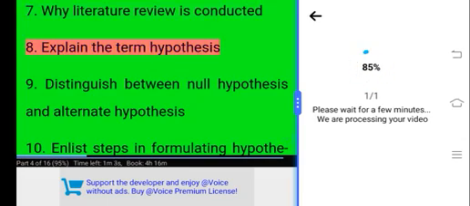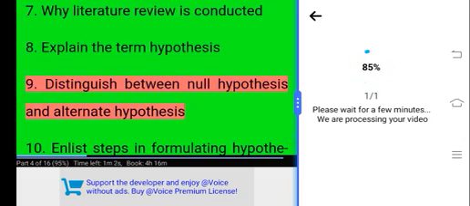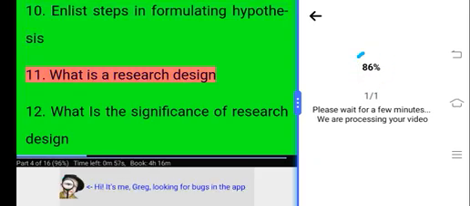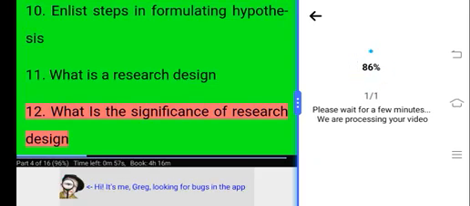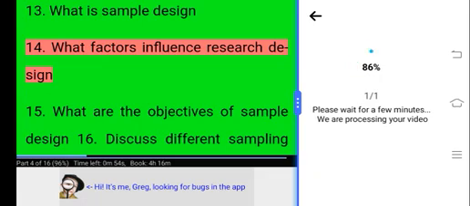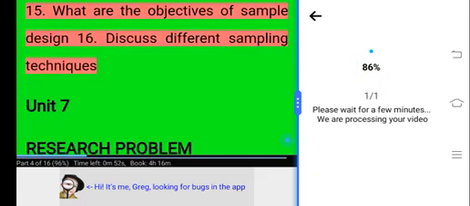8. Explain the term hypothesis. 9. Distinguish between null hypothesis and alternate hypothesis. 10. Enlist steps in formulating hypothesis. 11. What is a research design? 12. What is the significance of research design? 13. What is sample design? 14. What factors influence research design? 15. What are the objectives of sample design? 16. Discuss different sampling techniques.